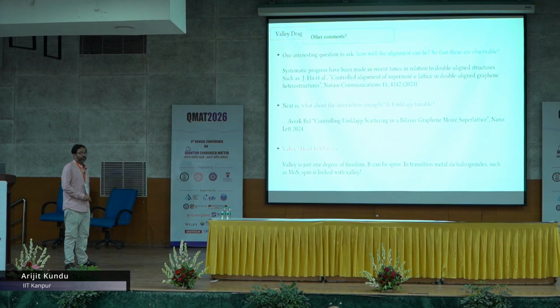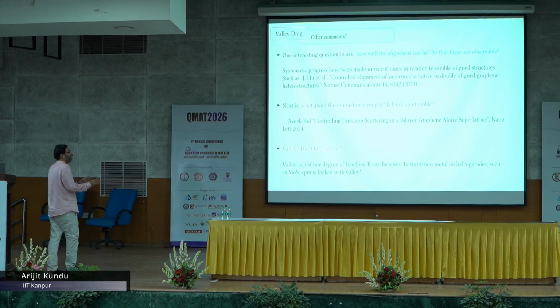And valley is hard to observe because we have to use the Hall effect and inverse Hall effect to observe a valley current. If you have TMDs and twisted TMDs, then the whole valley current terminology will go into spin current terminology for TMDs, which are easier to observe.